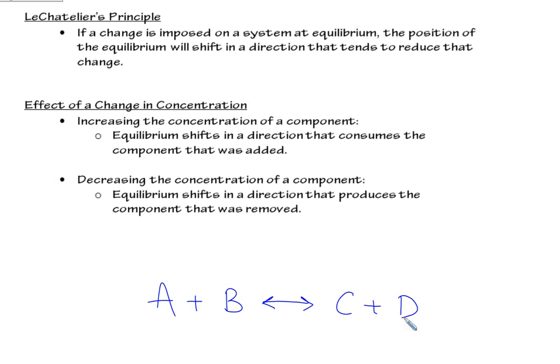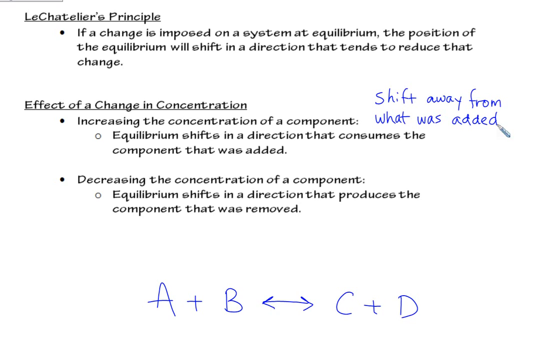So if you add something, you increase the concentration of one of the components. The equilibrium will shift in the direction that consumes whatever was added. Or to simplify that, I always think like shift away from what was added. So for example, let's say we add A. Then we're going to shift forward. We're going to shift away from A. We'll shift in a direction that consumes it, that makes A a reactant.